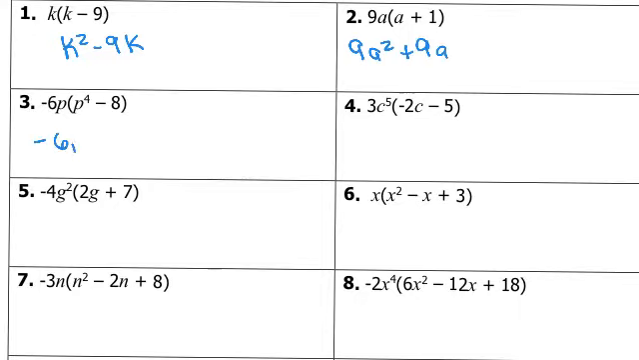minus 6p to the fifth plus 48p, because negative times negative is positive. 6 times 8 is 48, and p times 1, I guess, is just p. Now we have negative 6c to the sixth, because you're adding 5 plus 1, minus 15c to the fifth.